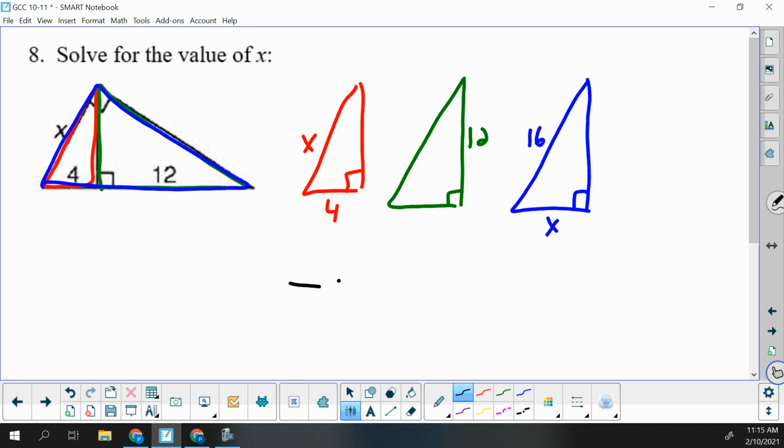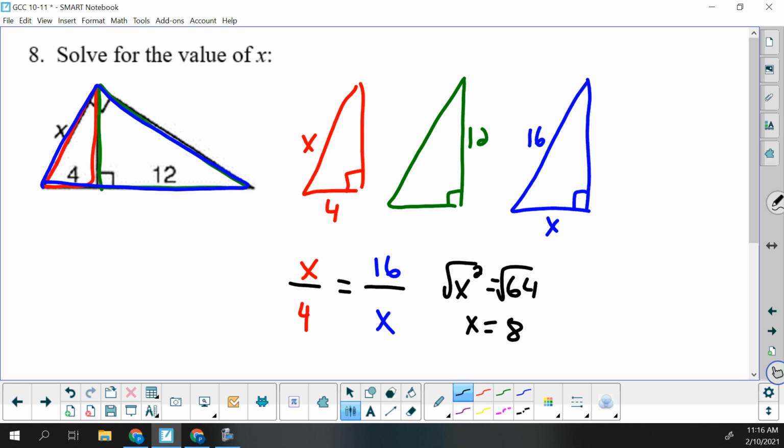So it looks like for this one, we're going to have to use the red and the blue. So x in the red matches 16 in the blue. 4 in the red matches x in the blue. So we cross multiply, we get x squared equals 64, which we've seen before. When we do the square root, we just get x equals 8.